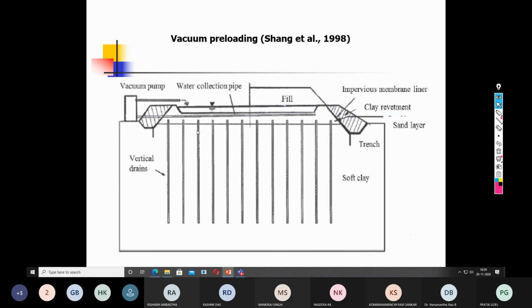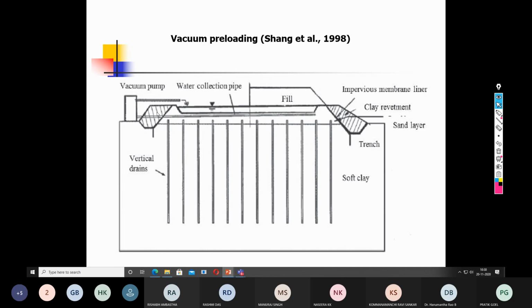Nowadays there is another ground improvement technique that is becoming more prevalent, the vacuum preloading. In the case of vacuum preloading also, they insert or drive some vertical drains into the ground, but they don't fill these drains with anything. All these drains are interconnected to one point, where instead of water, the vacuum is applied to squeeze out the water. So a huge amount of vacuum is applied.